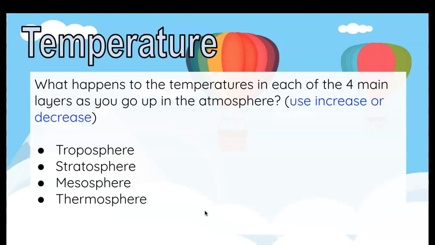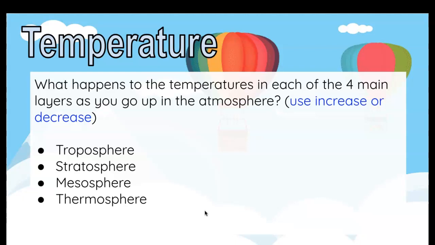Next, we talk about temperature. The slide says what happens to the temperatures in each of your 4 main layers as you go up in the atmosphere. So you're essentially telling me, is the temperature increasing or is the temperature decreasing? So where we live, the troposphere, think about how warm it is when you're at sea level at the beach versus how warm it is when you're climbing up a mountain at the very top. You should know that in the layer we live in, the troposphere, as you go up in the atmosphere, it gets colder. So for the troposphere, temperature decreases.